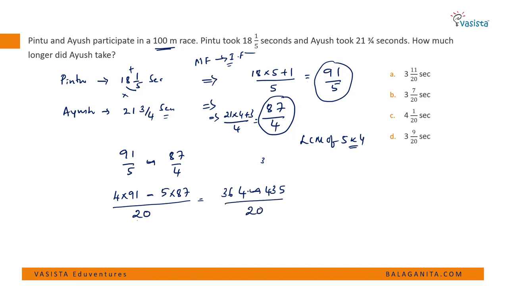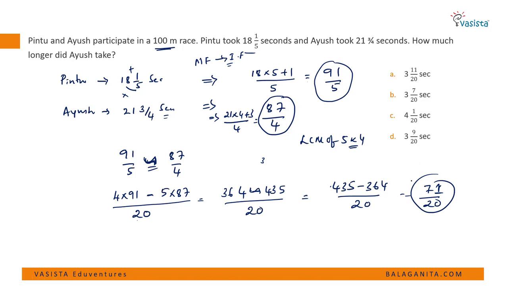If you get a negative number, nothing to worry. You can find the difference here: 435 minus 364, divided by 20. 5 minus 4 is going to be 1. 3 minus 6, it's not possible, so 13 minus 6 is going to be 7. Right, that divided by 20. 71/20 seconds is the longer time taken.